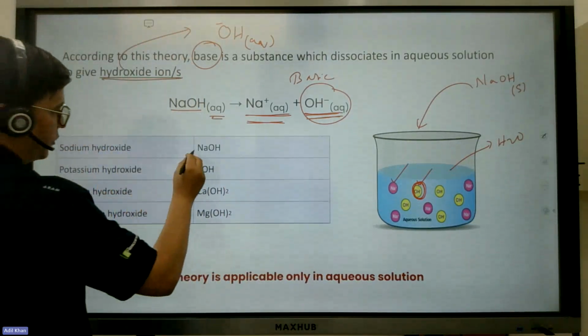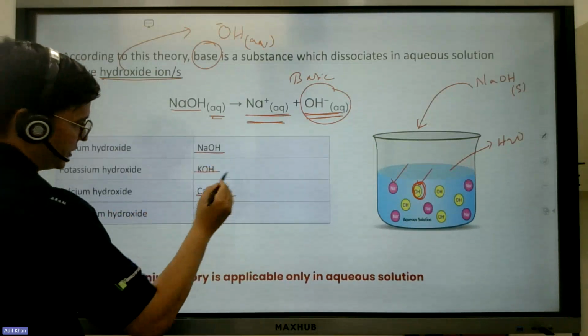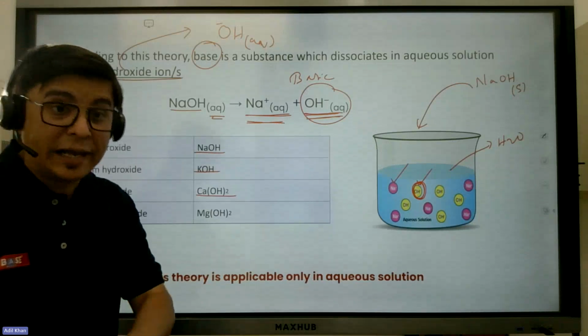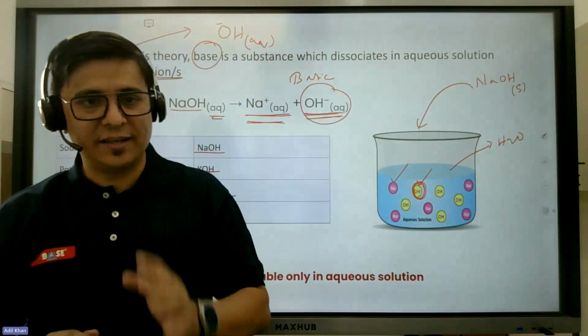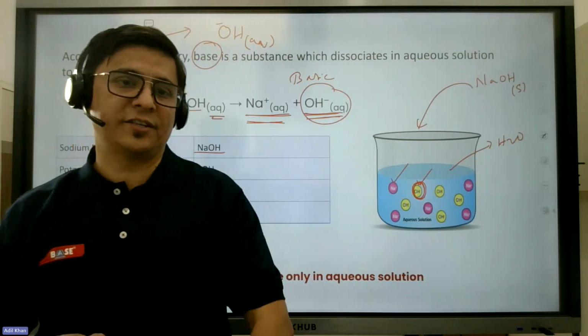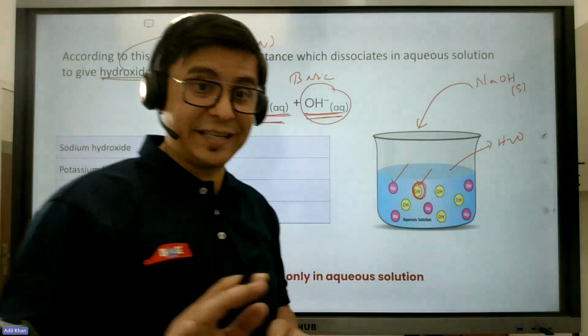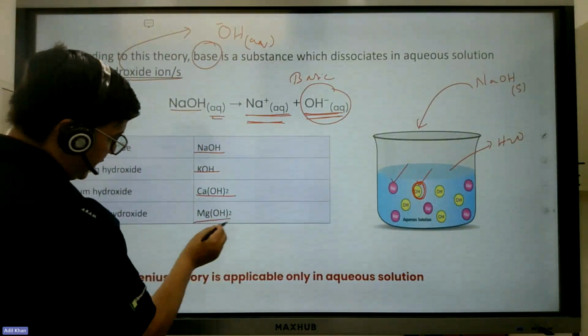Examples are sodium hydroxide, potassium hydroxide. Then you have calcium hydroxide. It is also known as your lime water. Lime water and lime juice are different. Lime juice contains citric acid, whereas lime water contains OH minus ion. So lime juice is acidic and lime water is basic in nature, not the same. Then you have magnesium hydroxide here.